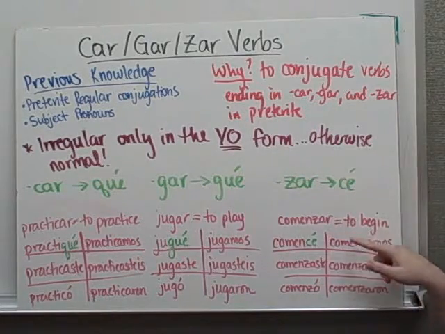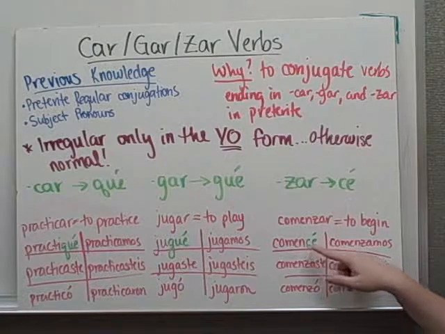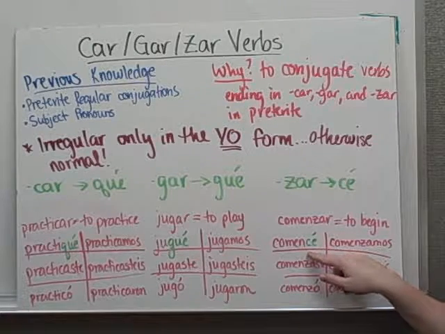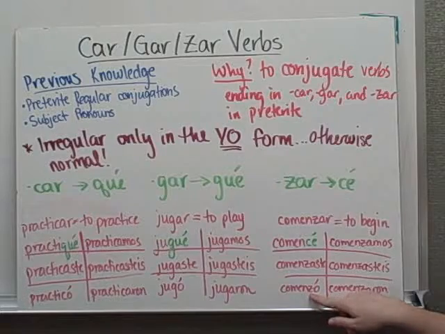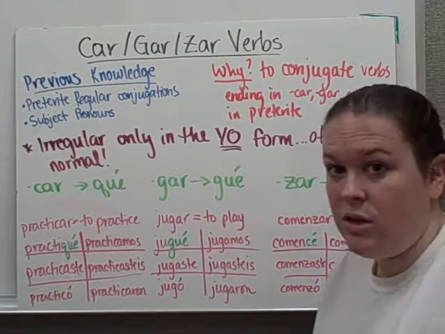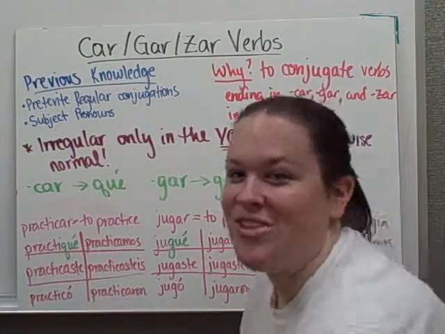And as for a zar verb, comenzar is to begin or to start. So comencé, so take off the zar, that z disappears here, but it's here in all the other ones. Comenzaste, comenzó, comenzamos, comenzasteis, comenzaron. So again, it's only in the yo form. That's only when you have to change them.